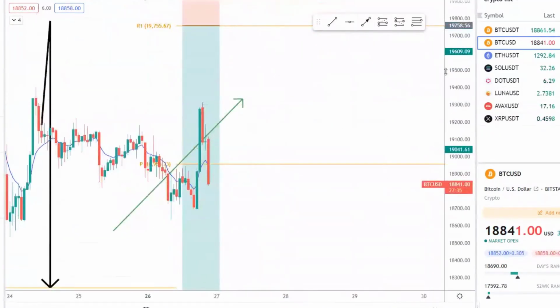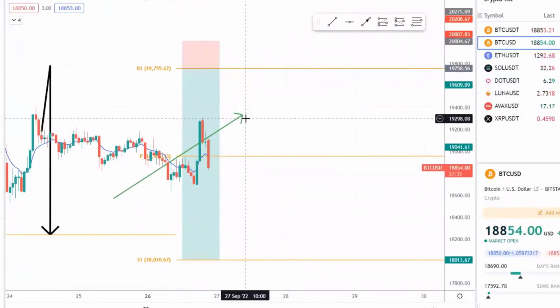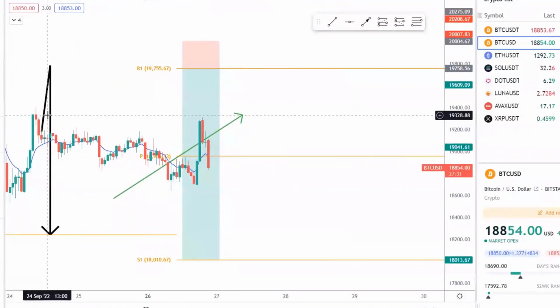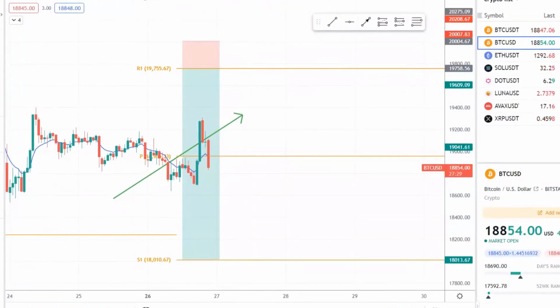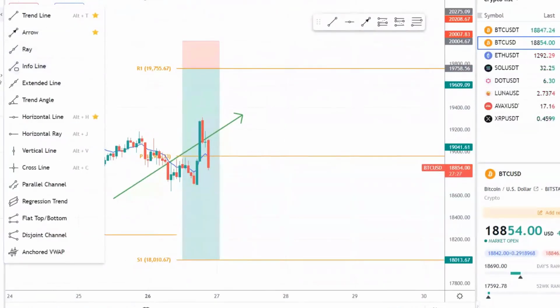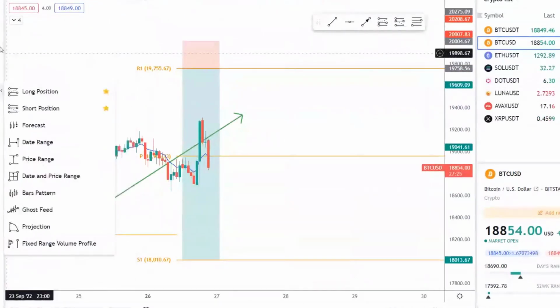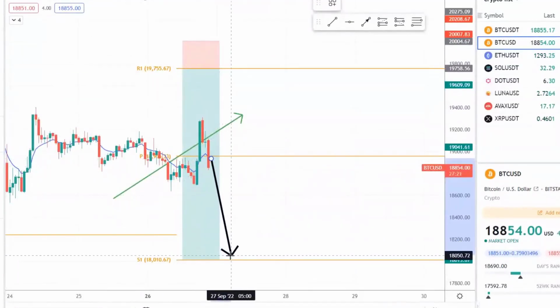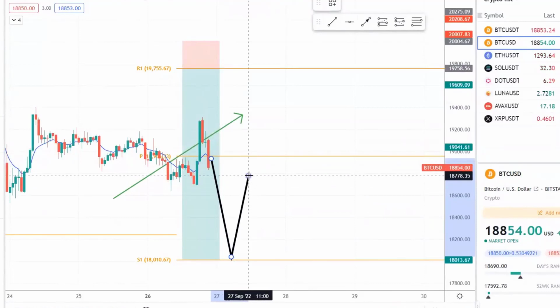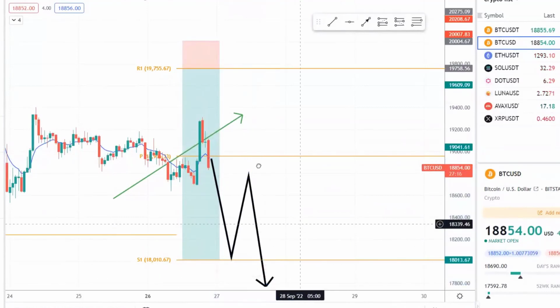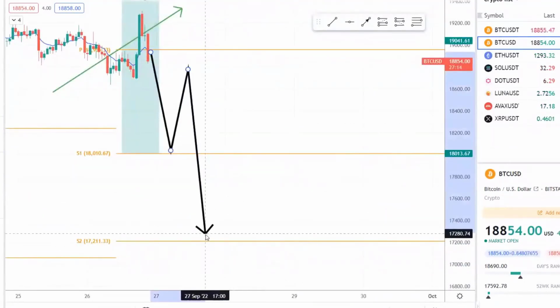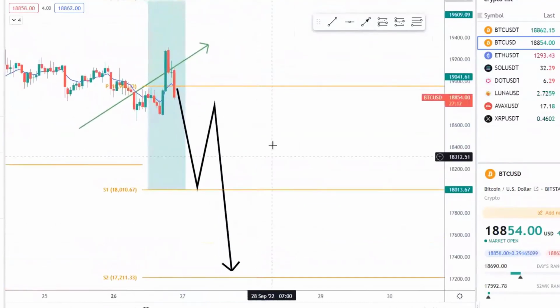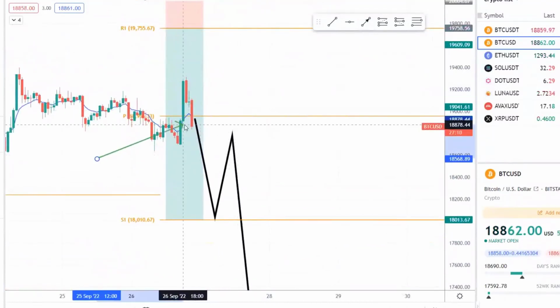Now, that is just one option that I am potentially looking at. The next would be something like this, and this would be something that I'd be very interested in. There's two options, really, that I'm looking at. Number one is that it comes down, uses this platform, comes up, and then falls down and has one big push, probably further to the downside. Something like this.